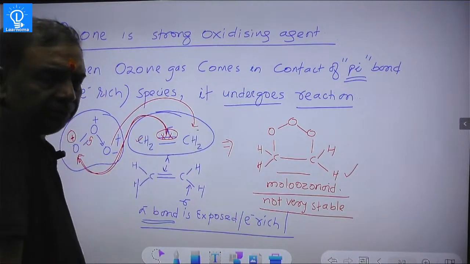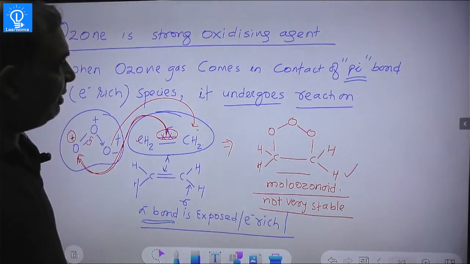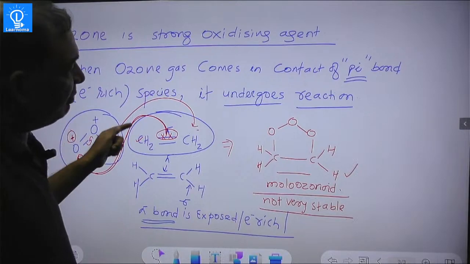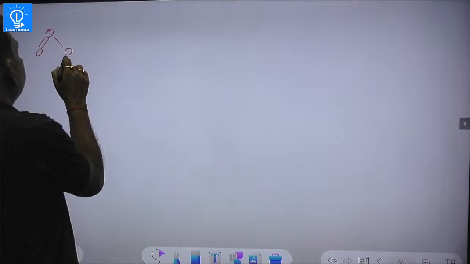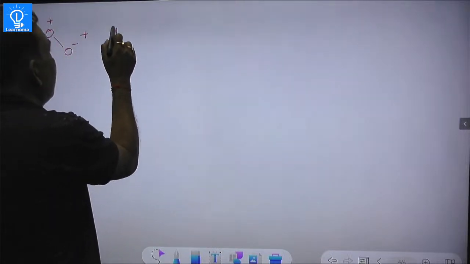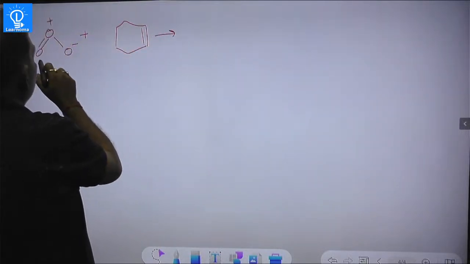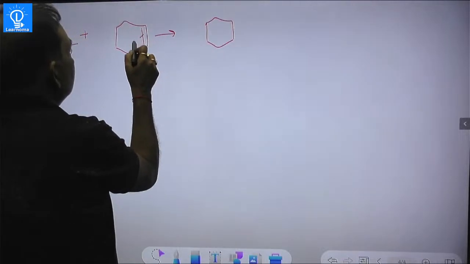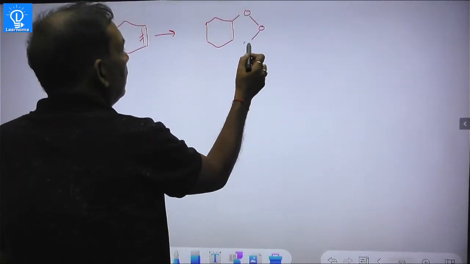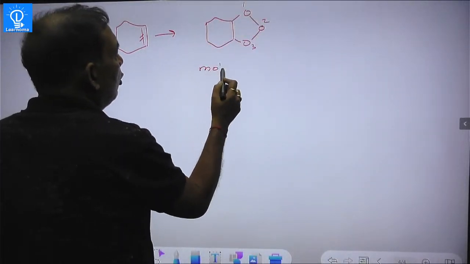Whatever may be the compound, this is the pattern. In this pattern, they start reaction. Whenever they see a pi electron, they start in this fashion. Let us see what this means. Suppose we have O3 and we have a cyclohexene. So what will happen? They attack here, 1, 2, 3, and the pi bond gets dissociated, 1, 2, 3. See, 1, 2, 3. This is called mono-ozonoid.